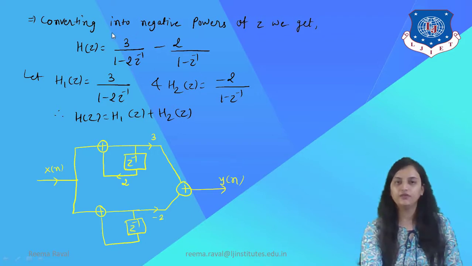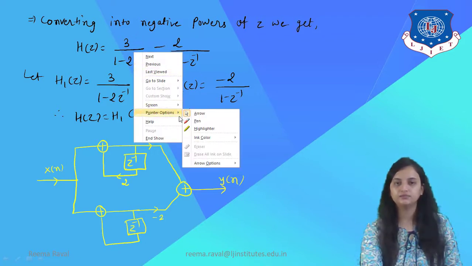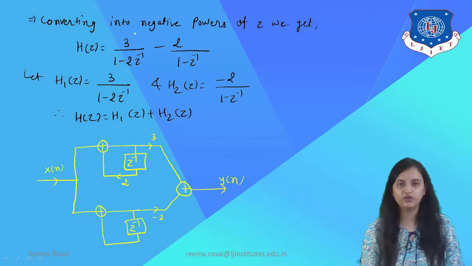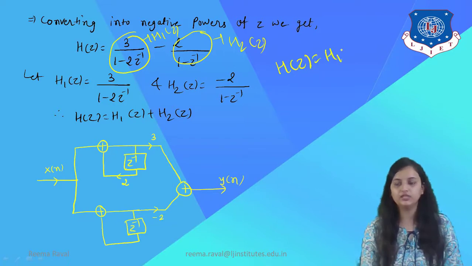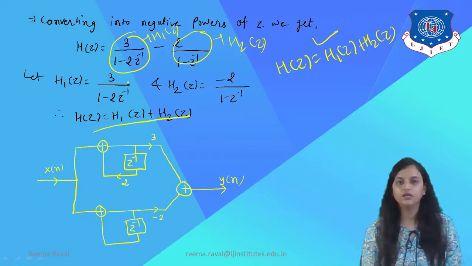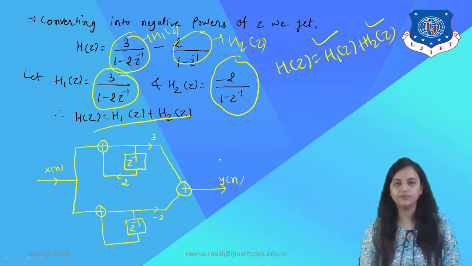We are taking the first one, this part, as h1 of z and this one as h2 of z. As the parallel form realization structure says that we need to obtain the addition of these, h1 of z plus h2 of z will be this, where h1 of z is what? 3 upon 1 minus 2z inverse, and h2 of z is what? The second part, that means minus 2 upon 1 minus z inverse.